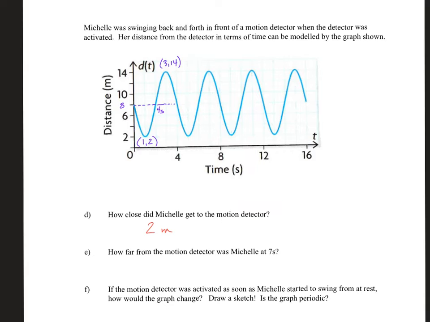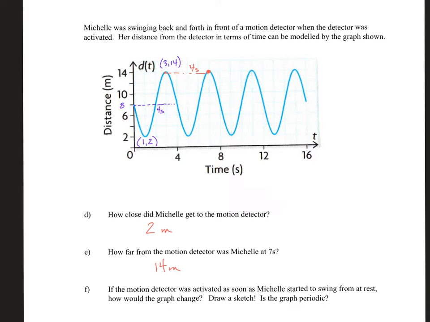So if I come over here and look at 7 seconds, I'm looking at that value, and we should be able to say 14 meters. We actually have some confirmation, though: if we know that she hit her max at 3 and the period is 4 seconds, then that means she has to also be at her maximum distance at 7 seconds.